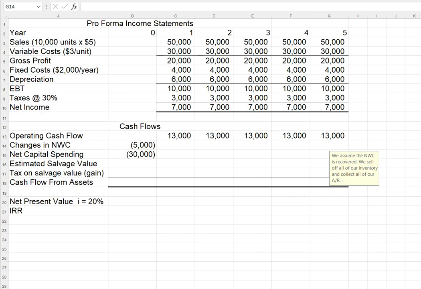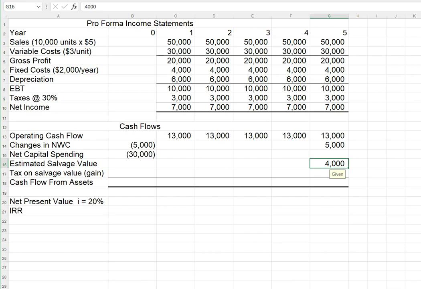Again, we will assume that that $5,000 initial investment in working capital at time 0 is released or recovered at the end of our project. So we have $5,000 coming in at year 5. We were told that we expected to be able to sell our project, or rather our equipment, for $4,000. That was our estimated salvage value.